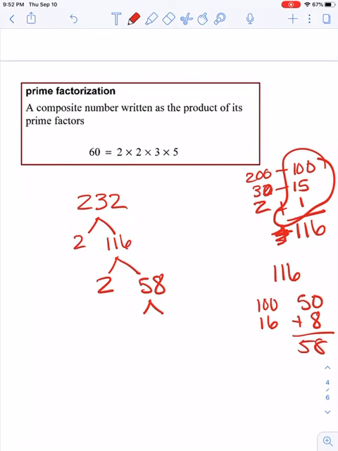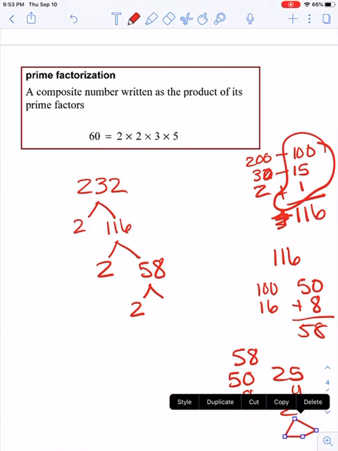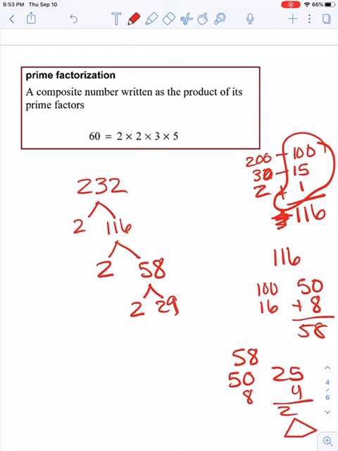58 is an even number, so again, I'm going to do 2. How many times can you take half of 58? I know half of 50 is 25, right? Because 2 quarters is 50 cents, and half of 8 is 4, so when I put those together, I get 29. Well, that's a weird thing. 29.